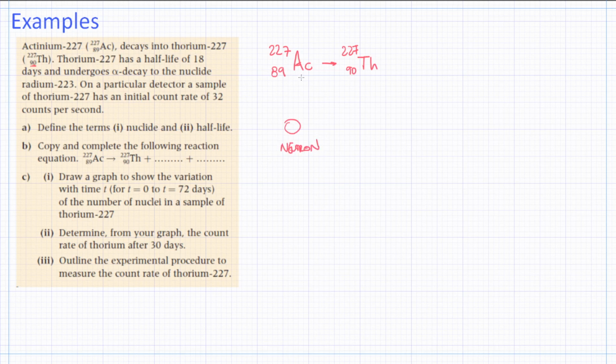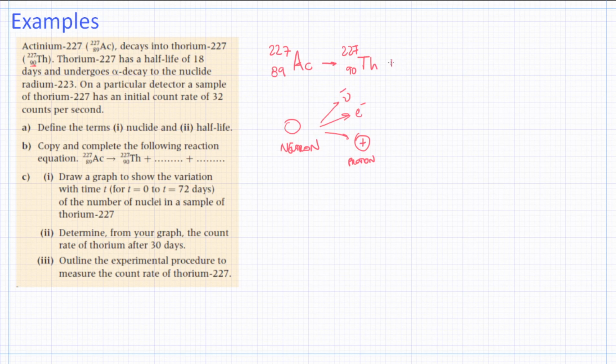One of the neutrons in the nucleus of this actinium is going to split into a proton, which basically conserves the mass. It's roughly the same mass. However, don't we have to conserve the charge as well? So we will need an electron. So proton, electron, and, as we are going to cover in a few topics, an antineutrino. So this is beta minus decay.